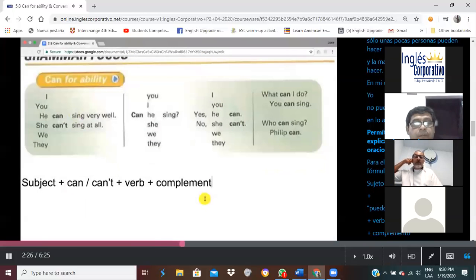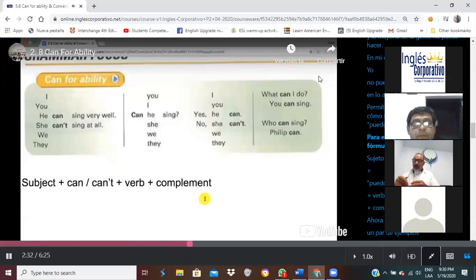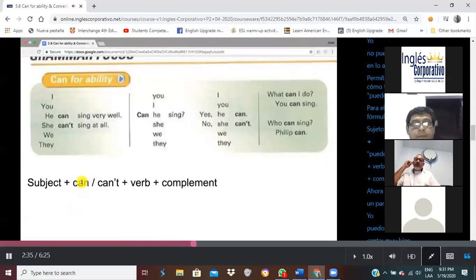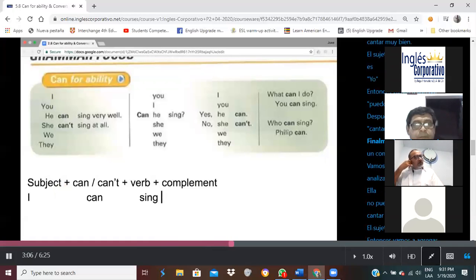Let me get started by explaining how to form statements with can. To do this, we can follow this formula. Subject, plus can or can't plus the verb plus complement. Now let's analyze a couple of examples. I can sing very well. The subject is I. Then we're going to add can. After that, we have the verb sing. Finally, we have a complement.